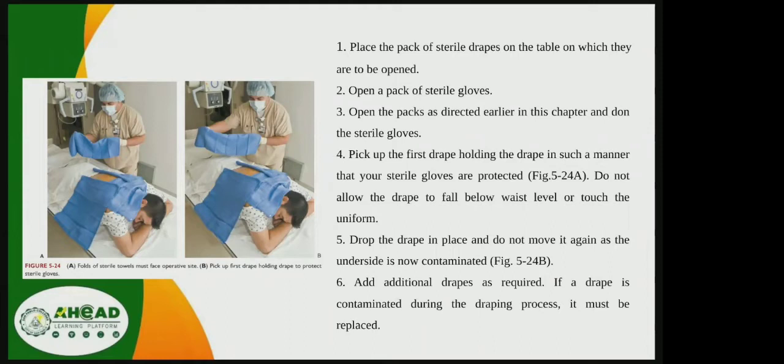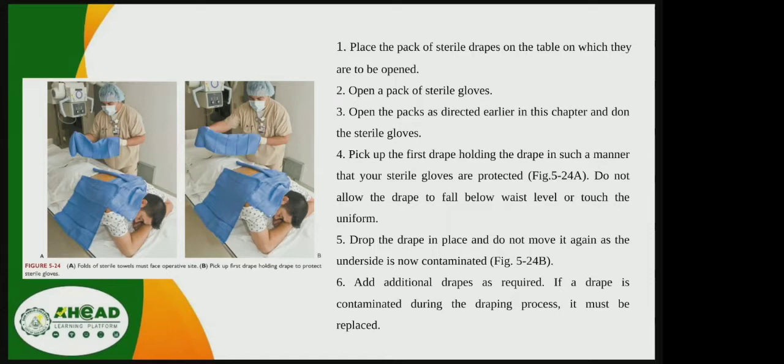1. Place the pack of sterile drapes on the table on which they are to be opened. 2. Open a pack of sterile gloves. 3. Open the packs as directed earlier in this chapter and don the sterile gloves. 4. Pick up the first drape, holding the drape in such a manner that your sterile gloves are protected.